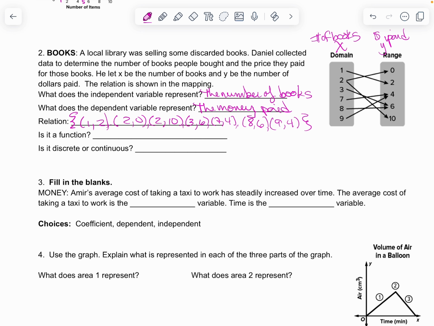Okay. So now, is it a function? No. Why is it not a function? Because if you look at this, 2 goes to 2 different outputs. No, because the input 2 has 2 different outputs.